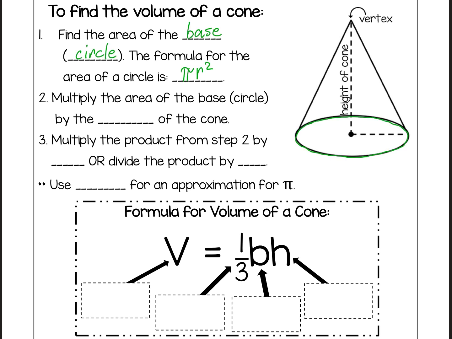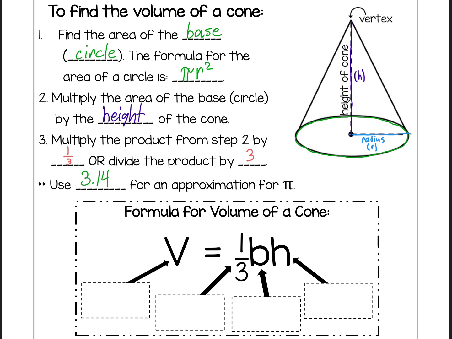The first step is to find the area of the base, in this case the circle. The formula for the area of a circle is pi r squared. Remember, r is the radius of the circle. Next, we multiply the area of the base or circle by the height of the cone. Finally, we can multiply the product from step 2 by the fraction 1/3 or divide the product by 3.